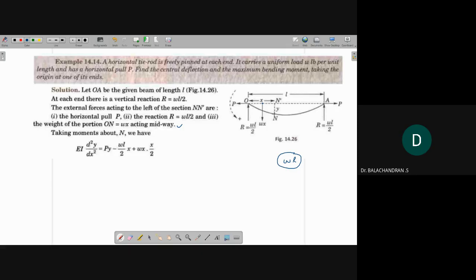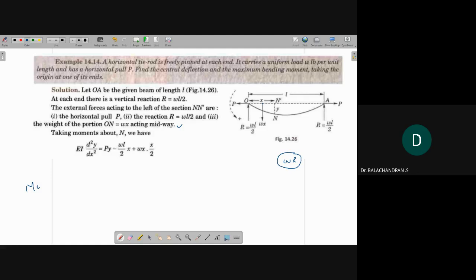taking moments about the point N, we have already discussed the bending moment. Bending moment equal to, I gave the formula, EI into d square y by dx square. This is the bending moment. So that is equal to the total force. What is the external force acting here? Horizontal pull.